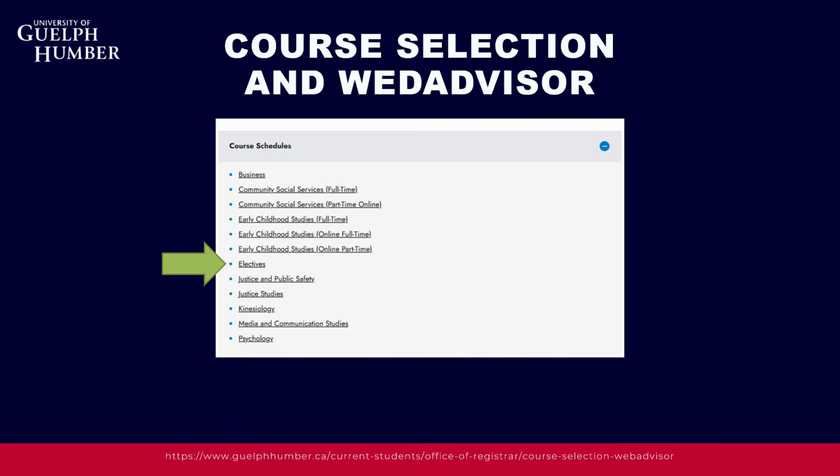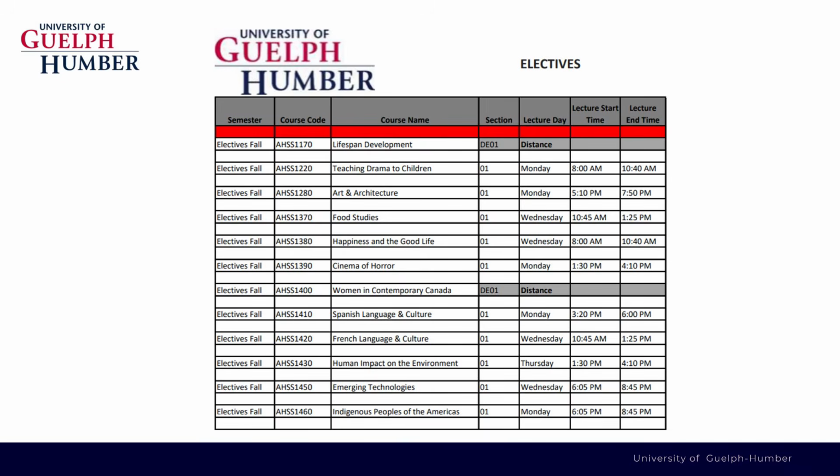Once you're on that course selection and web advisor page, again, scroll down and search for course schedules. You'll see a list of course schedules based on programs. You'd want to select the schedule based on your program. But as I mentioned, if your program plan states that you need to take a general elective, you'd want to click on the electives course schedule. This is what the course schedule for the electives would look like. On this document, it would indicate the semester, the course code, the course name, the section for the course, the day that the course would take place, as well as the start and end time for each lecture.